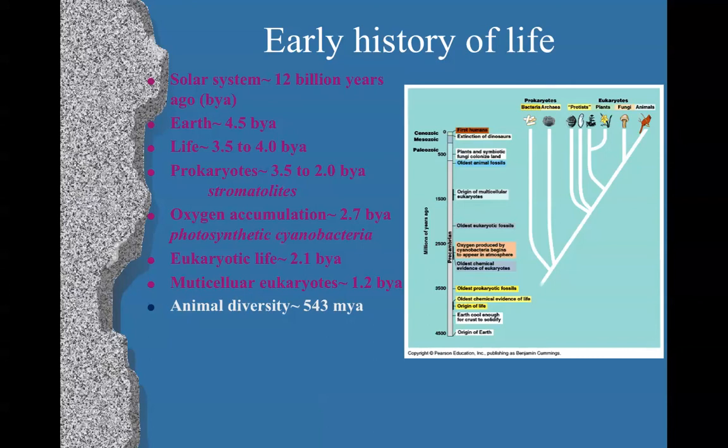There's a huge explosion of animal diversity, and most of the taxa that we are familiar with seeing, they start to evolve at that point in time. So land colonization begins about 500 million years ago with plants, and it's not until later on that we actually see amphibians moving onto land.